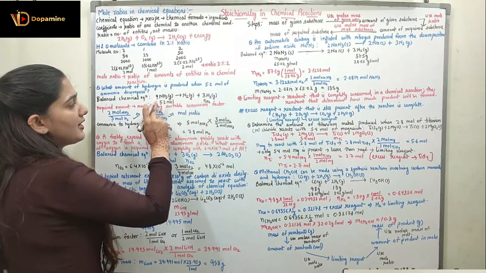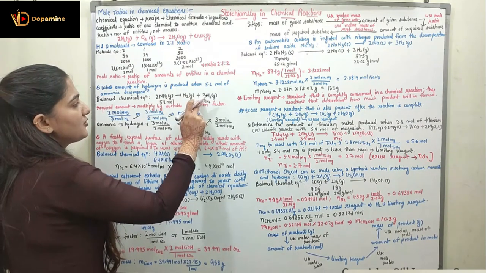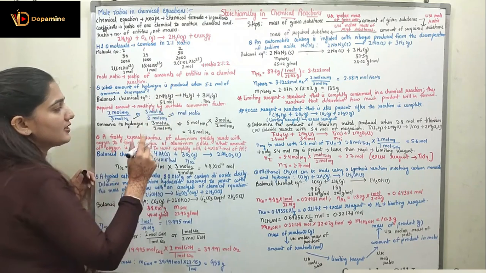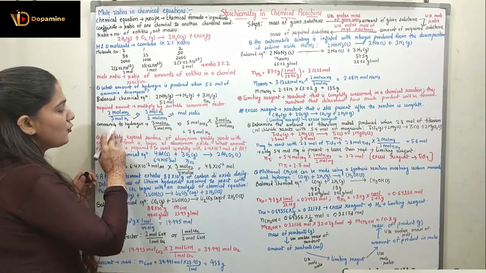How have I found that? With the help of the coefficients over here, 2 and 3. So 2NH3 divided by 3H2, or 3H2 divided by 2NH3, right? So here what we need to find out is the ammonia to hydrogen.